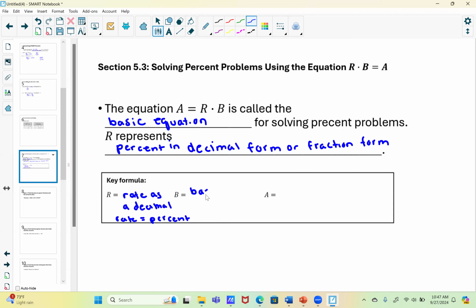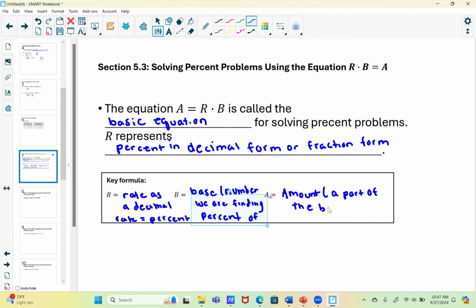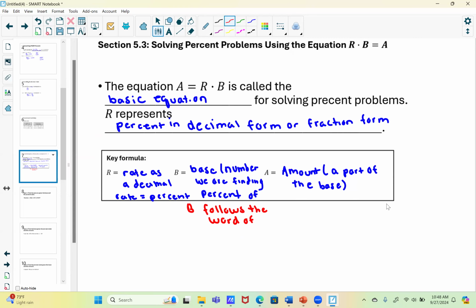B stands for the base, and that is the number we are finding the percent of. And then A is what they call the amount, and that's a part of the base. So some key things: the base, the B, usually follows the word of. And the amount, A, often follows the word is.